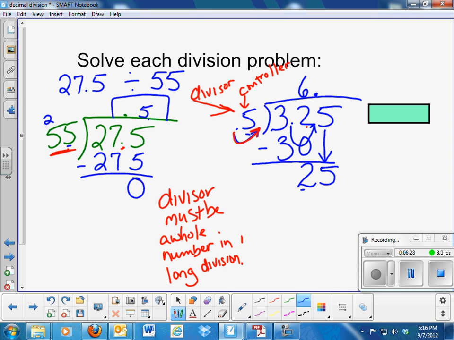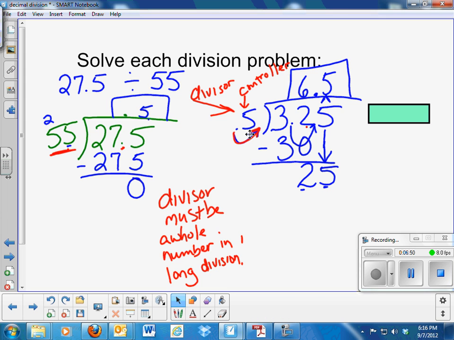Now, can 5 go into 25? Yes, it can, 5 times. And I know where to write that 5, that is directly above the 5 of the 25. I just look straight up this line and I place my 5 right up here. So in other words, 3 and 25/100ths divided by 5/10 is 6 and 5/10.